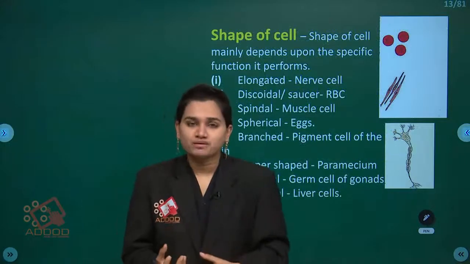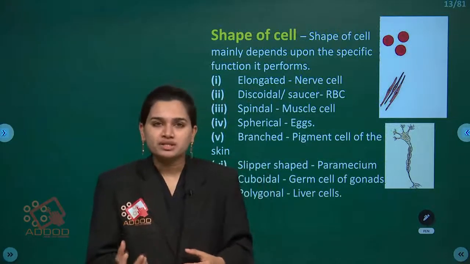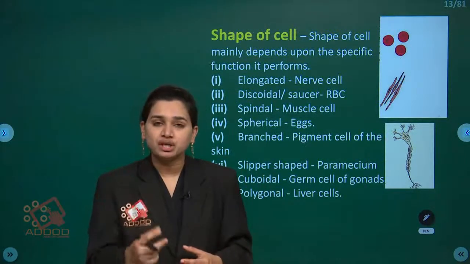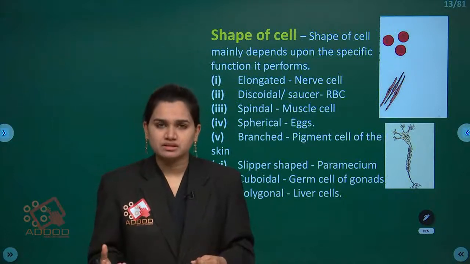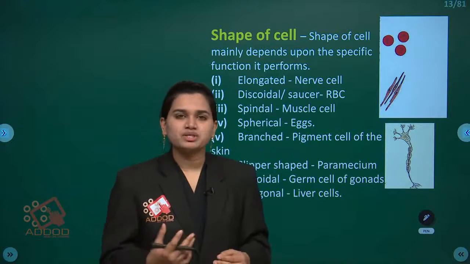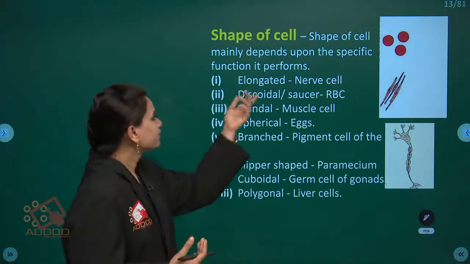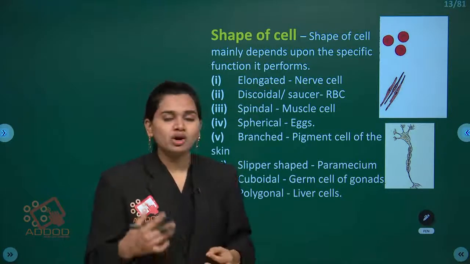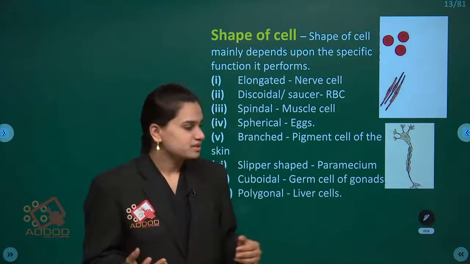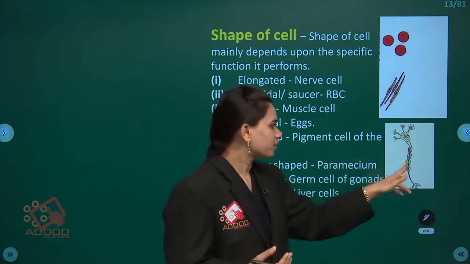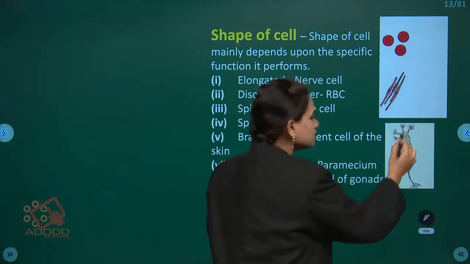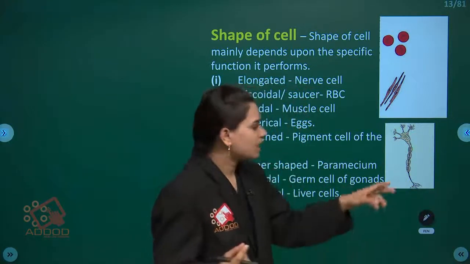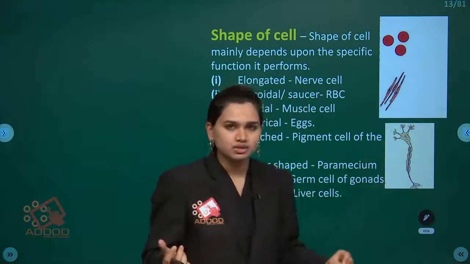Next is the shape of the cell. Now based upon the function the cell is performing, the shape of the cell will be varying. There are different types of cells which are available based upon their shape. The first one could be elongated. Elongated is the nerve fibers. Here is the example of a nerve fiber. This is what a nerve fiber looks like. This whole nerve fiber is a single cell. It is having an elongated structure.